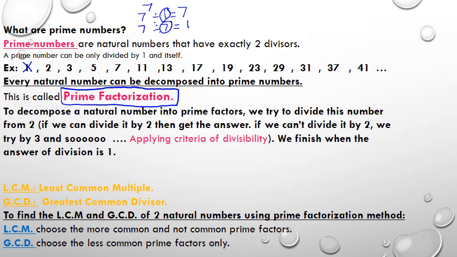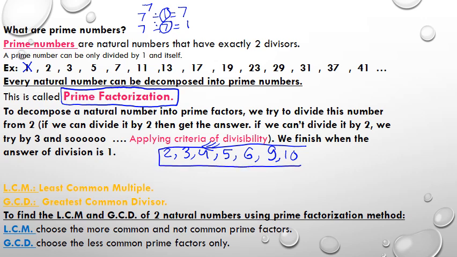We can do so by applying the criteria of divisibility. We have seen the criteria of divisibility. When can we divide a number by 2, by 3, by 4, by 5? How can we know if a number is divisible by 6, by 9, and by 10? These criteria of divisibility are found in your copybooks. So refer to them because they will help you very much. When does the prime factorization finish? This prime factorization stops when the answer of the division is 1.